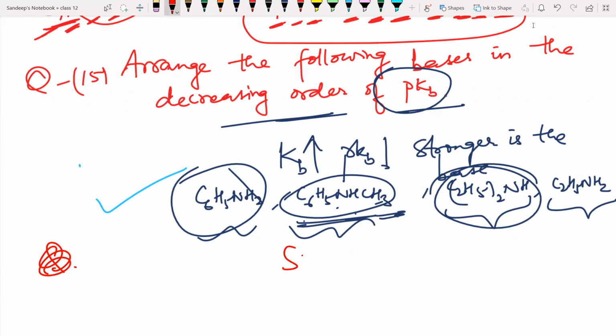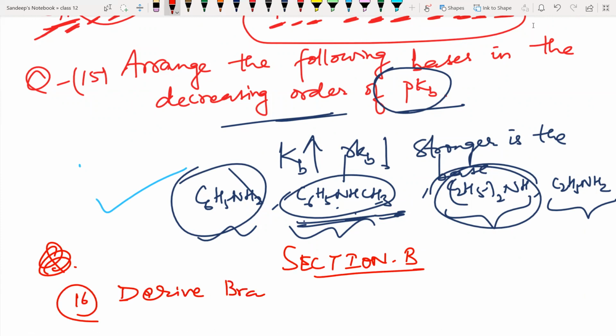Now we will move to section B. In section B, one important question they ask is to derive Bragg's equation, 2d sin theta equals n lambda. That will be a very, very important question for your exam.